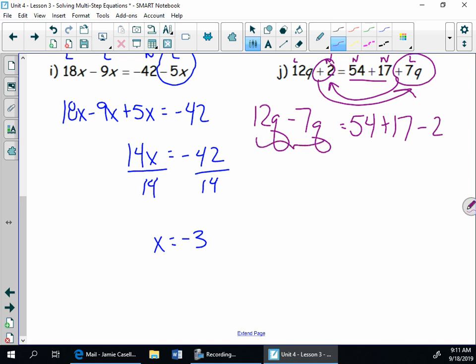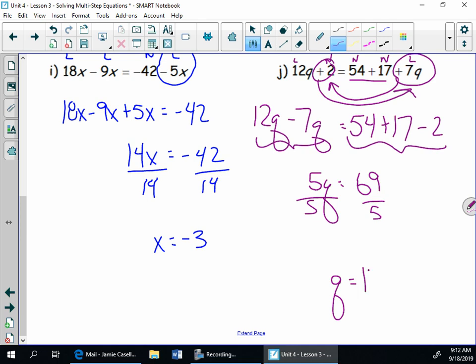We're ready to collect. So we got the letters on one side. That's 5 Q's. Numbers on the other side. That's 69. I don't want to know what 5Q is, though. I want to know what Q is. So I've got to divide by 5. And again, we're going to come out to a decimal this time. Totally fine. We should get 13.8.